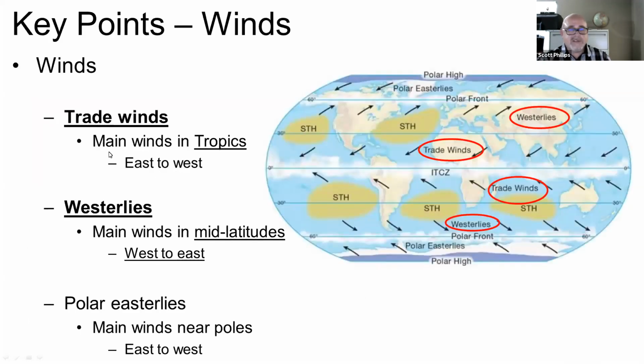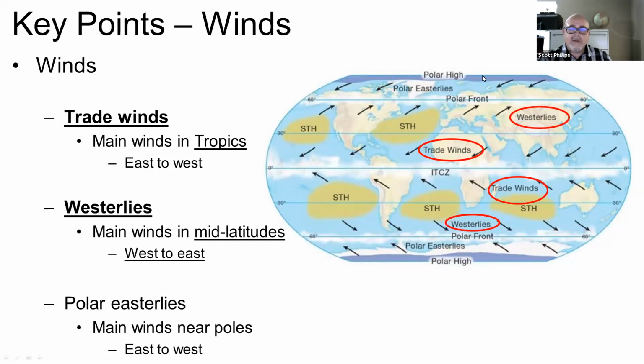So know these winds, especially these top two. You have the trade winds. These are the primary winds in the tropics, the tropics being that zone of the earth that's near the equator. Here the winds are moving from east to west. Whereas in the mid-latitudes, like where we are in California, you have the westerly winds. These move from west to east.